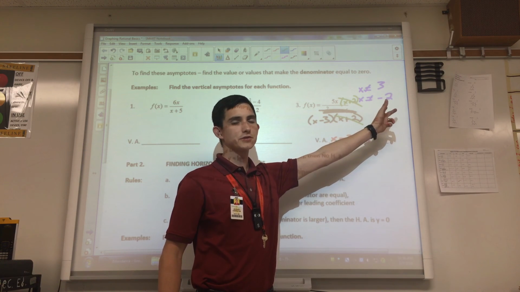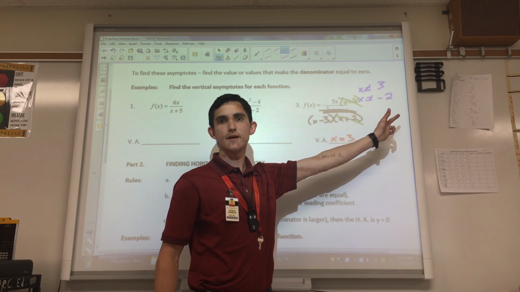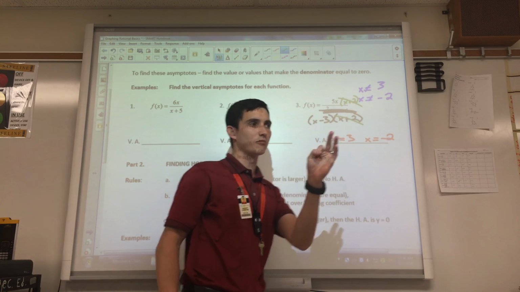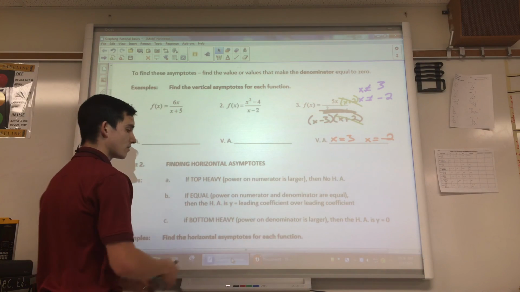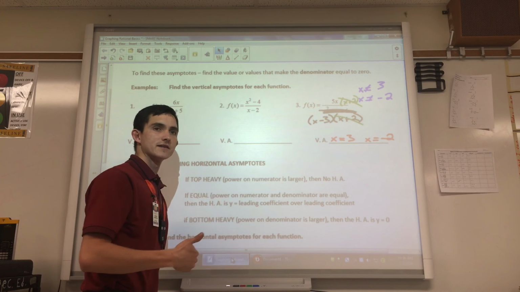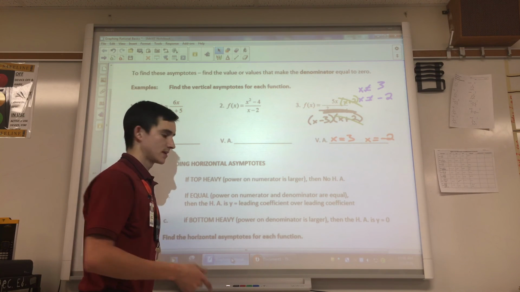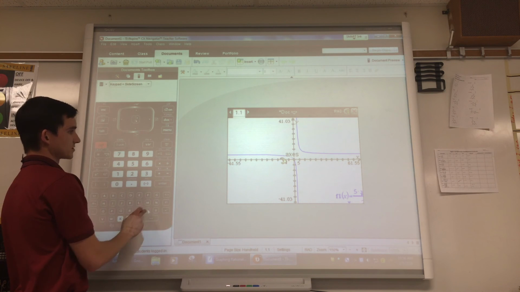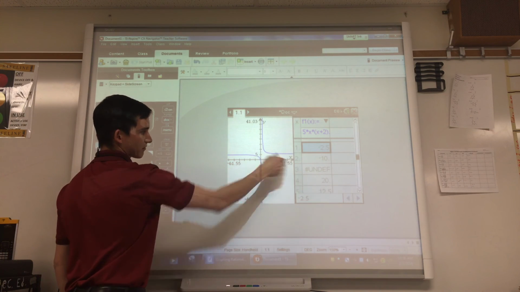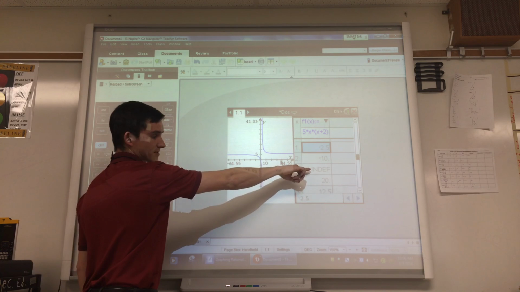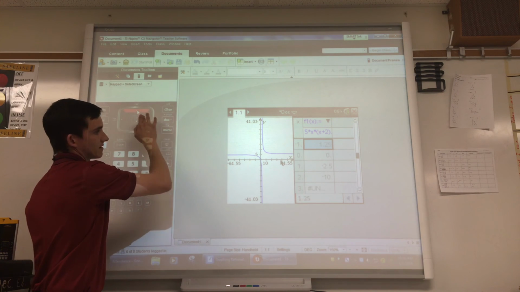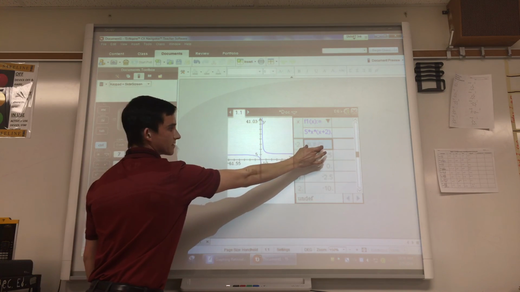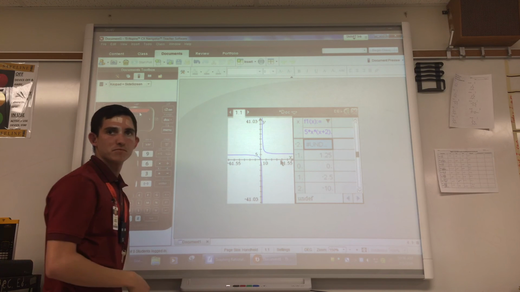So the graph still does not exist at negative 2, right? There's this infinitely small hole because it canceled. Infinitely small hole called a removable discontinuity, okay? So it's a removable discontinuity. So this is what it would look like. Control T. So at 3, you see the vertical asymptote. It says undefined. And at negative 2, it's still undefined. You just don't see the vertical asymptote, okay?